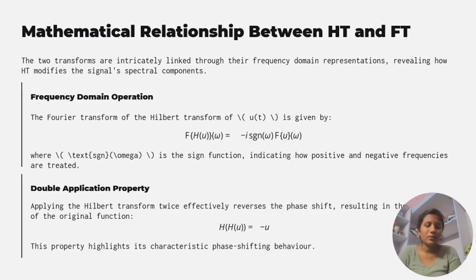Double application property. Applying the Hilbert transform twice effectively reverses the phase shift, resulting in the negative of the original function: H of H of u is equal to minus u. This property highlights its characteristic phase shifting behavior.